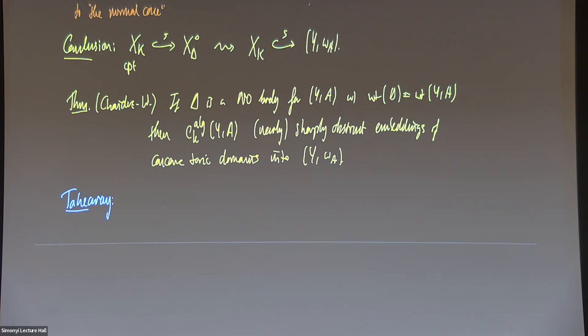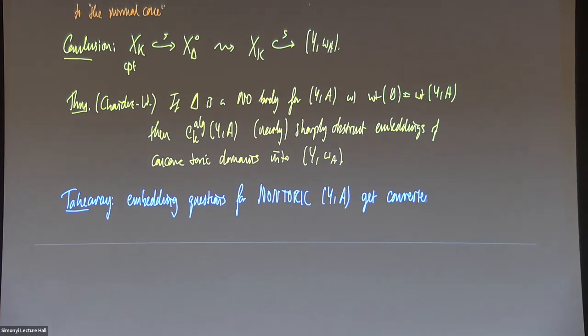The big takeaway is that embedding questions of this type for non-toric YA get converted into toric questions via this Newton-Okounkov machinery.